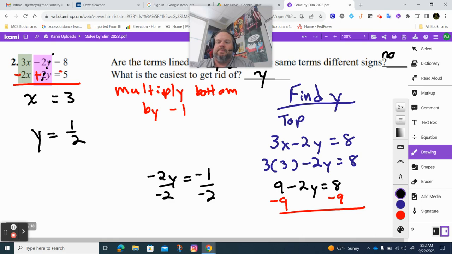Okay. So we got that kind of written down. So look, it's different situations. You have to kind of say these things each time. Are these lined up? Do we have same terms, different signs? And then you have to think what's the easiest to get rid of.